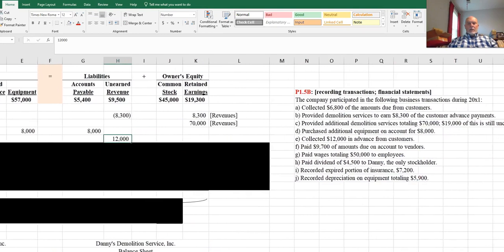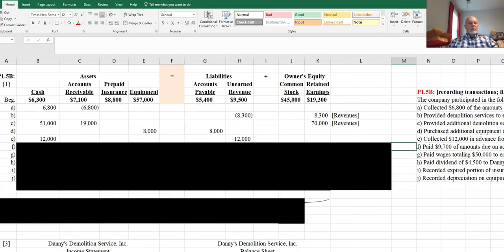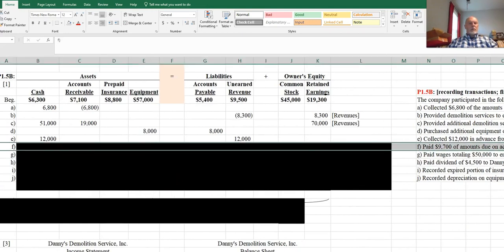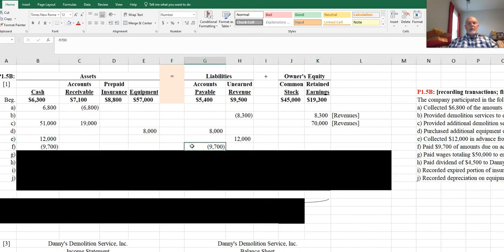Okay, item F, paid $9,700 of amounts due on account to vendors. So now we're paying off some of that liability, so we will lower cash and we will subtract from the liability, the accounts payable owed to our vendors. So now both sides of the equation are coming down by that.